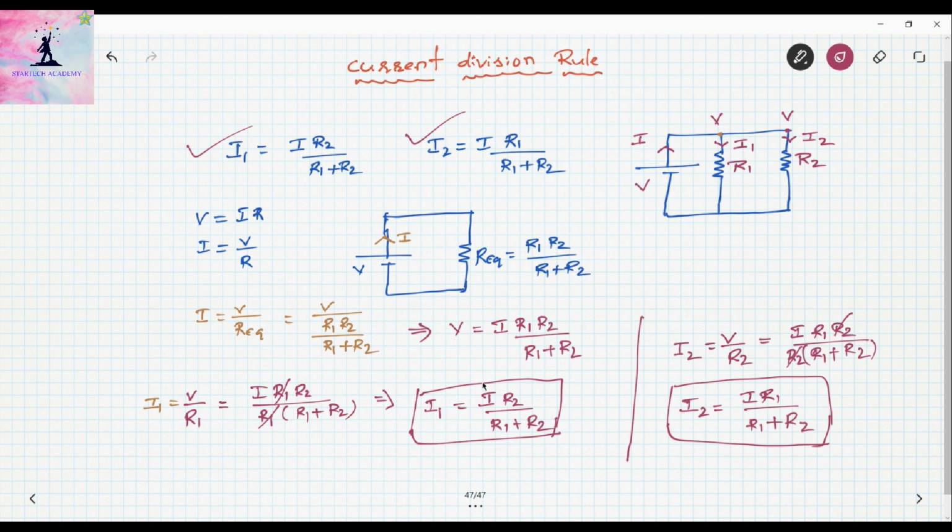So what is the idea? If I know the total current I, then I can find I1 using this result directly. So I1 is equal to I into, you take the opposite resistance, R2 by R1 plus R2. Now what is I2? Total current into, you take the opposite resistance, R1 divided by R1 plus R2.